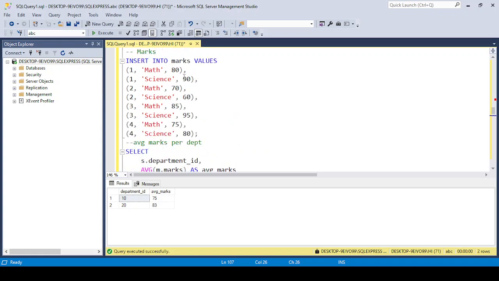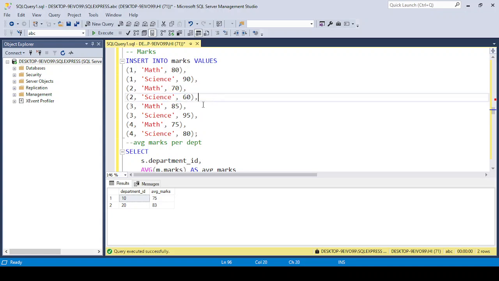So as such, if I look at the data, it is 80, 90, that will give me 85. So 80 and 90, 170, 170 plus 70, 240, plus 60, 300, 300 by 4, 75 is the department average.